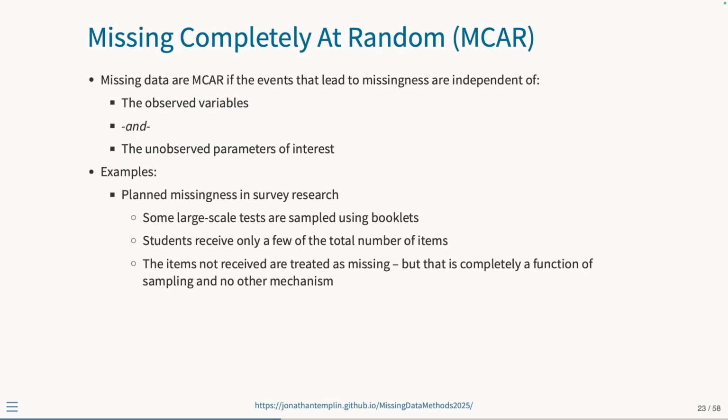Missing completely at random. The data are missing completely at random if the events that led to missingness are independent of the observed variables and the unobserved parameters of interest. Actually, the missing variables as well too. Where are examples of MCAR? Good luck.